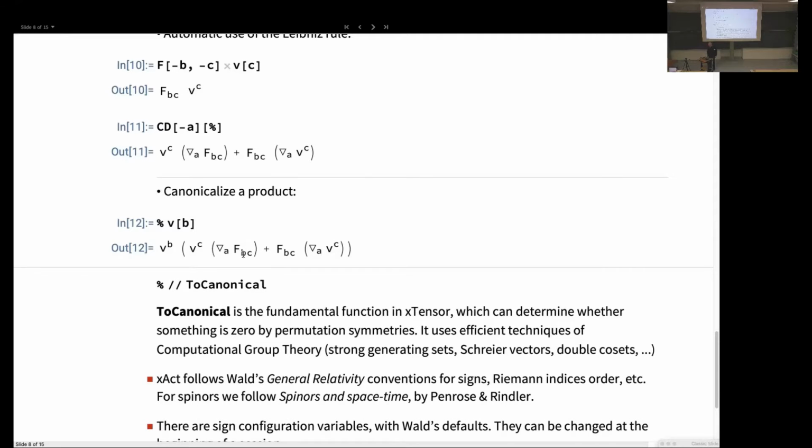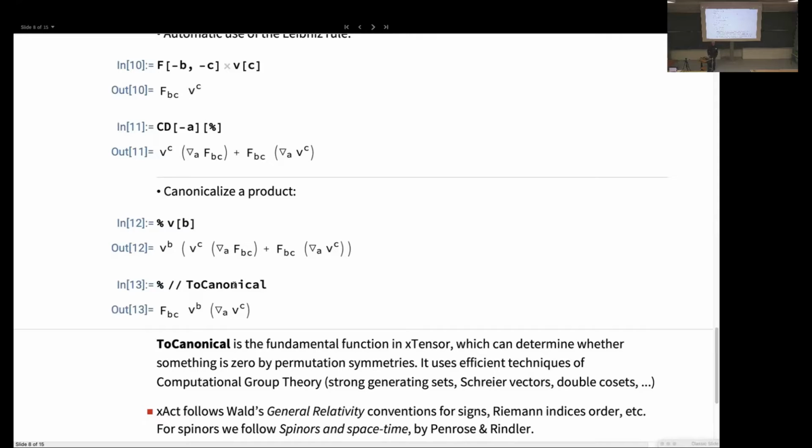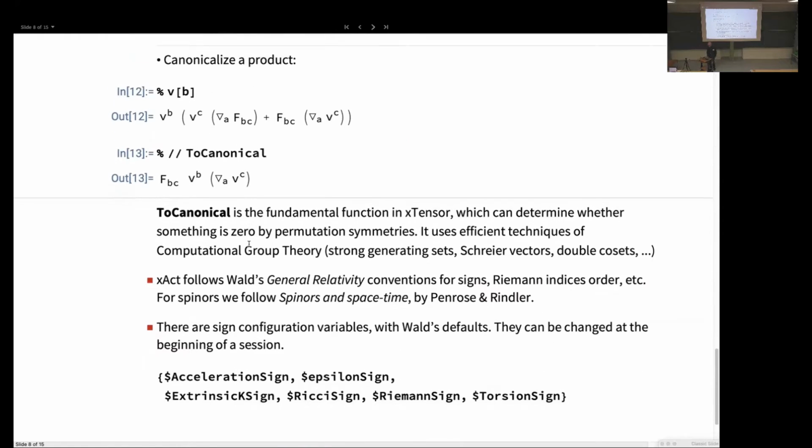And of course, now, because this object is antisymmetric, and these two indices are symmetric, we call ToCanonical. This is the fundamental function in the system, and it knows what is 0. Right? So if anything is 0 by symmetry, this function will catch it. And so this is the key function in the whole system.